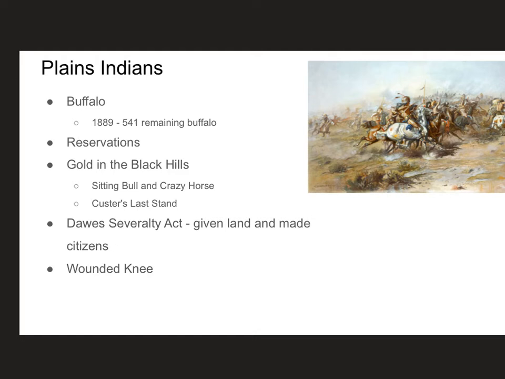Okay, so the effect of all of this westward expansion had a huge impact on the Plains Indians. They were very much impacted by westward expansion. The first part of that was the buffalo. So this was their main food. It was a good food source and just a good resource in general because they would use all parts of the buffalo. And by 1889, only 541 buffalo remained.